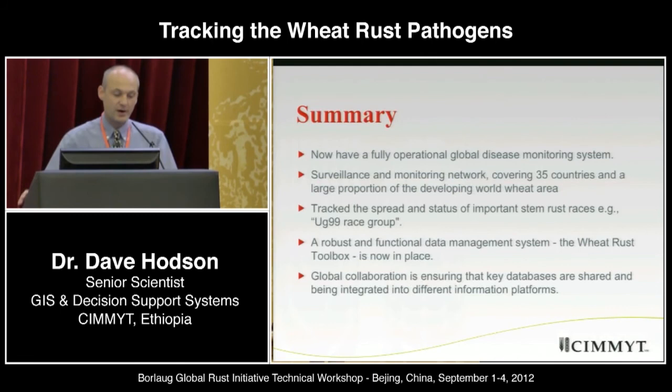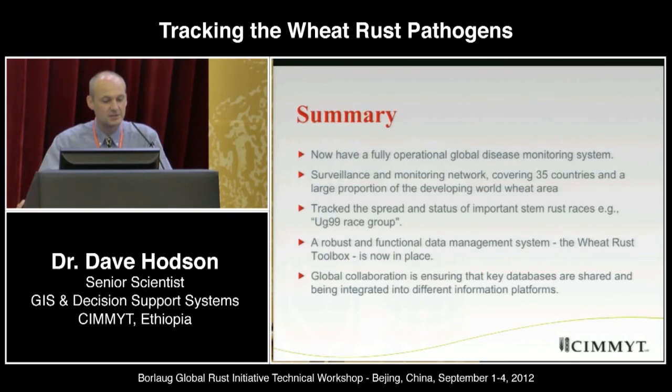So to wrap up, with all the efforts that have been made from a large number of people, I think we've really transitioned now towards a fully operational global disease monitoring system. I've given similar talks, but this is probably the first time that I've said that, and I really think that we've got over those initial steps, and we now have something in place that is really coming together and is really operational. The surveillance monitoring network, in total, with all the surveys and the contribution of pathotype data, is covering 35 countries around the world. So I think we can say it is truly global.